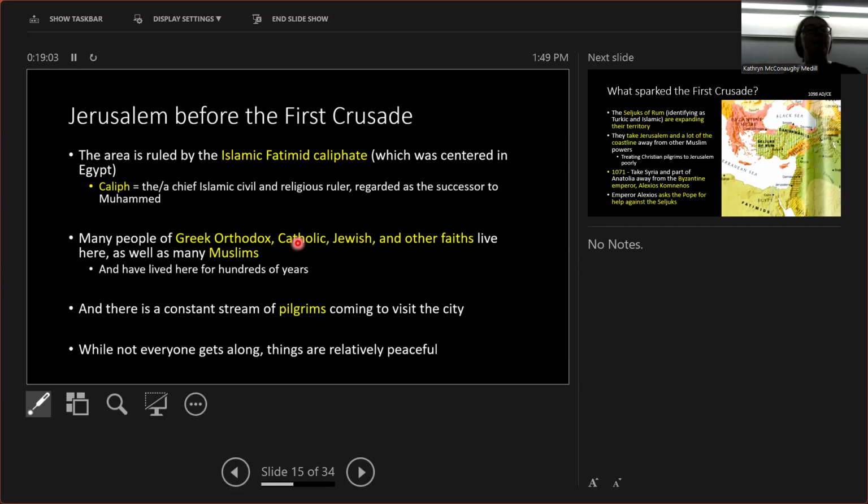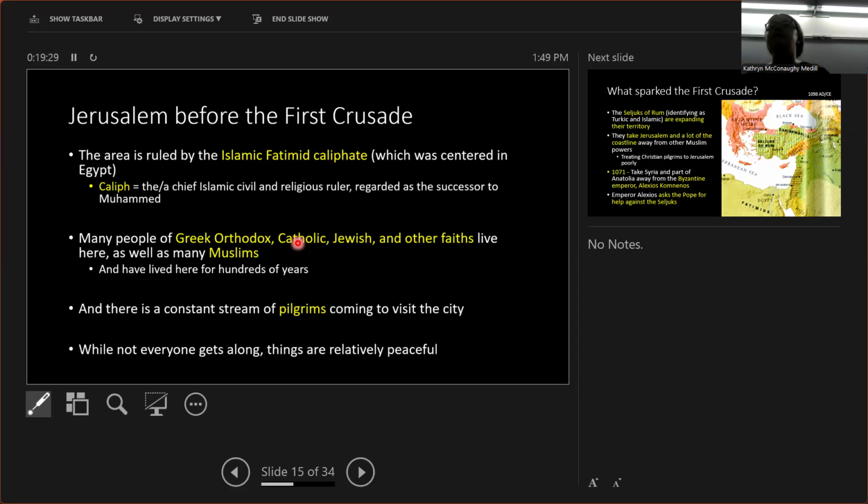Things are pretty good. There are a lot of different people living in this area. There are people who are Greek Orthodox, people who are Catholic, people who are Jewish, people who are Zoroastrian, people who are Muslim, people who are following local religions. They're all living in the region, and people from all of these groups have been here for hundreds of years already at this point. It's a huge mix of people.